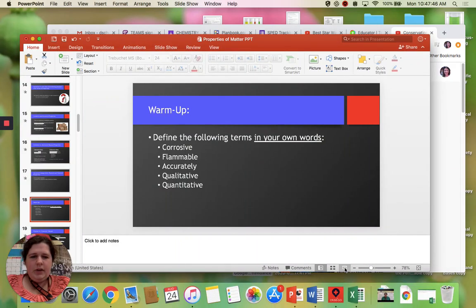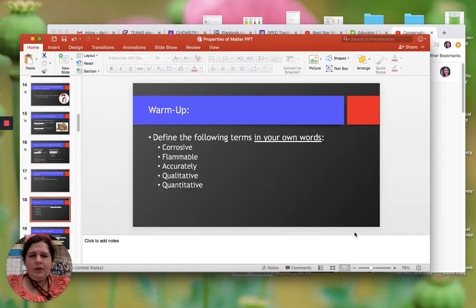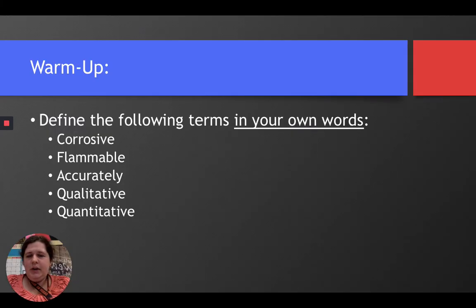All right, hey everybody. So today we're going to be talking about physical and chemical changes. Before we get into that, let's review some of the terms that we talked about with the physical and chemical properties. Corrosive basically means it can eat away at something, like an acid eating away at clothing or skin or a table or something. Flammable means it can catch on fire easily. Accurately means it is the correct value.